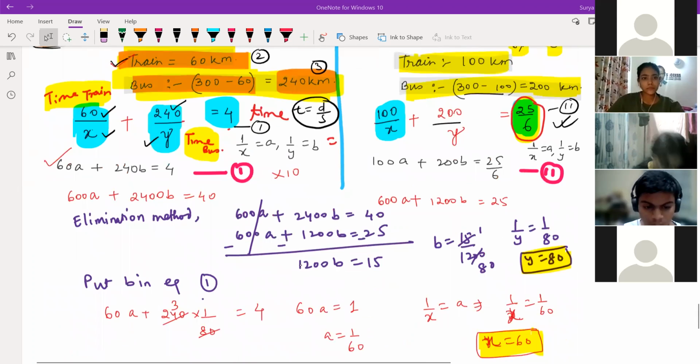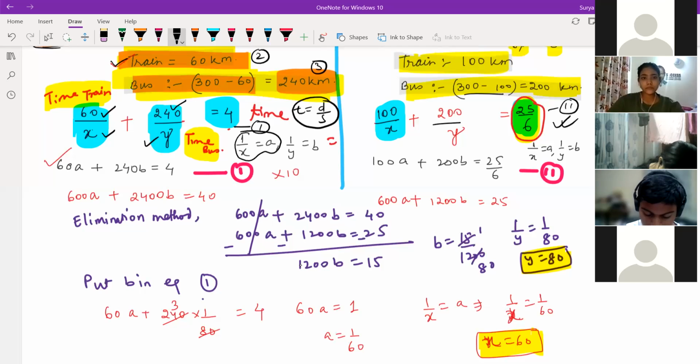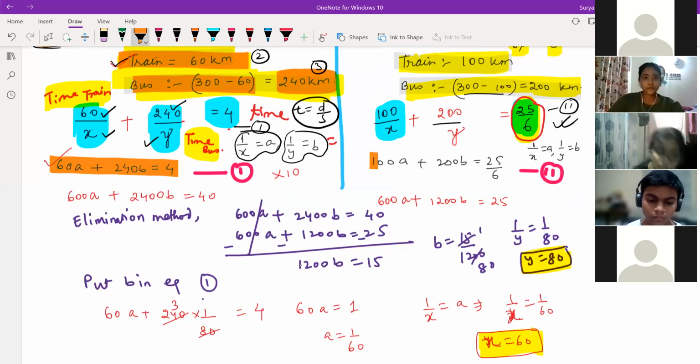So what I have done, just try to understand. 1 by x is equal to what? A, right? And 1 by y is equal to what? B. Here also the same thing only he applies. So I'm just writing this one, 60a plus 240b is equal to 4. And this is like this. We can write this or not? Tell me.